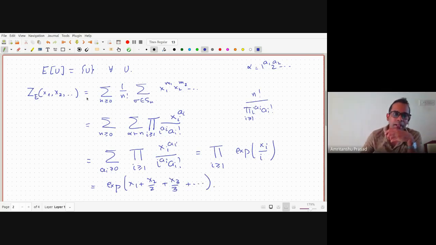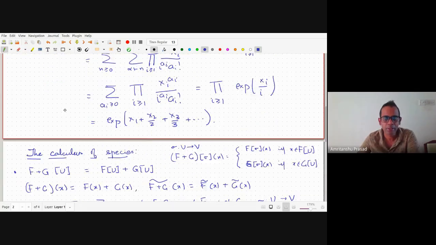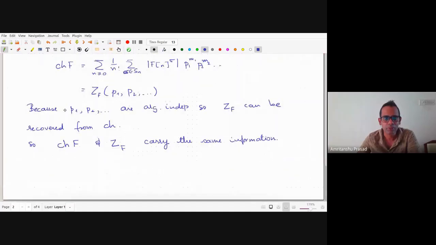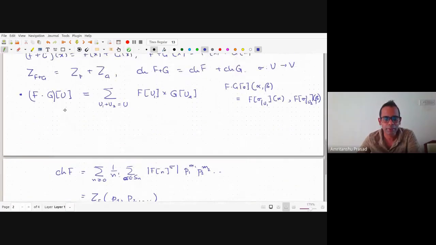Okay, so this is a standard sum that comes up when you study cycle index theory. And so let's just see for this product. There's a nice example.